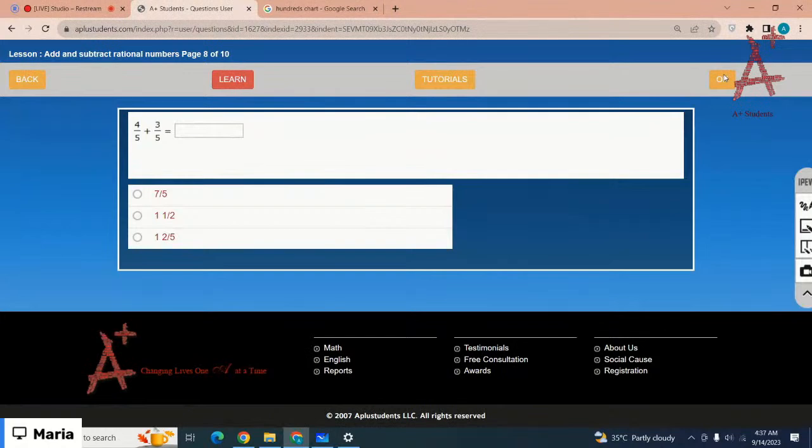Okay, the next one is 4 by 5 plus 3 by 5. So which is the correct option? You have to simply add their numerators because they have the like denominator. So 4 plus 3 is 7 over 5. When you divide, it is 1 whole 2 over 5. The correct option is 1 whole 2 over 5.